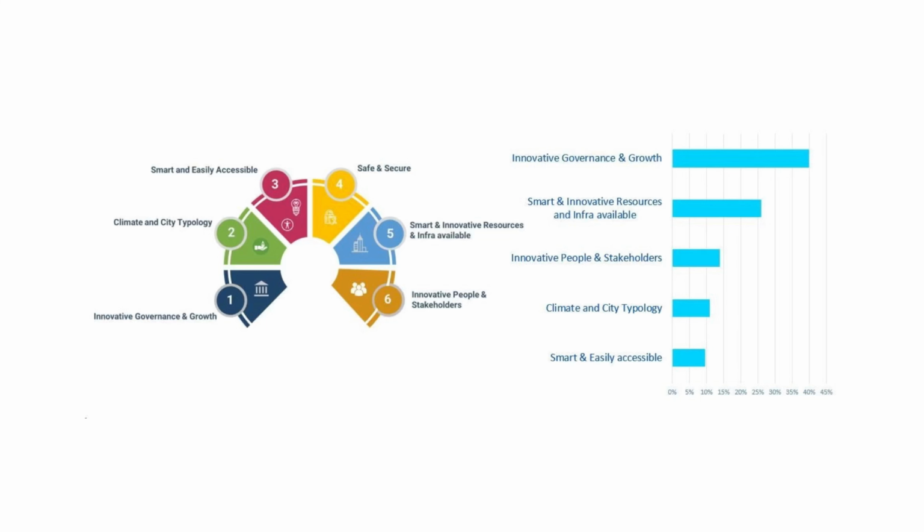According to those, the most important element, as you can see, is the smart governance and growth, and the most important sub-element is the public investment, which means how competent a city is in raising funds towards innovation. The second element that follows is smart and innovative resources and infrastructure, while the elements climate and city typology and smart and easily accessible have been assessed as equally weighted.